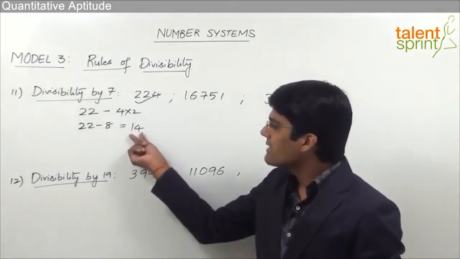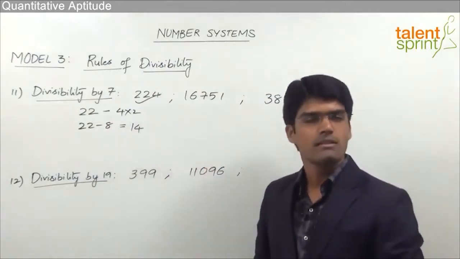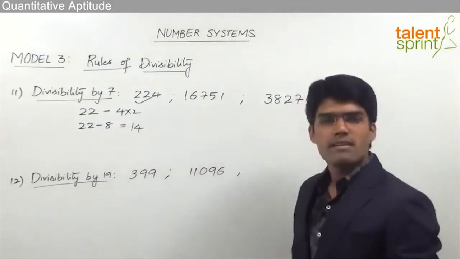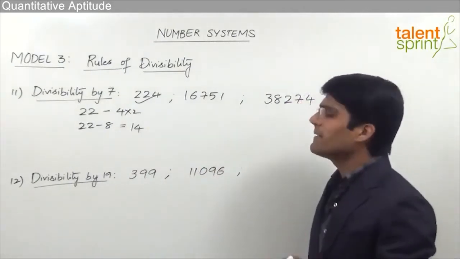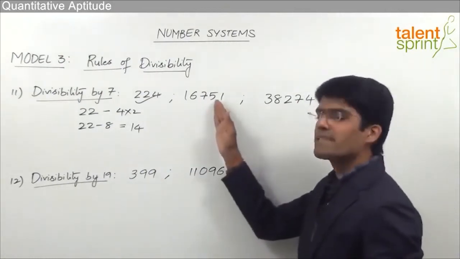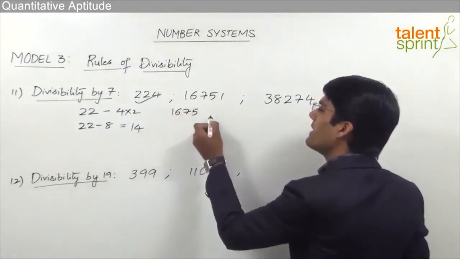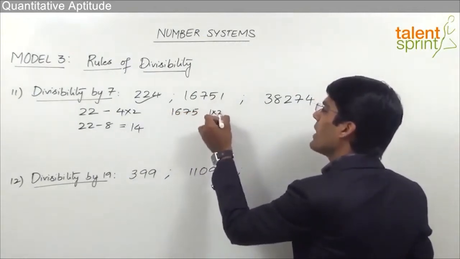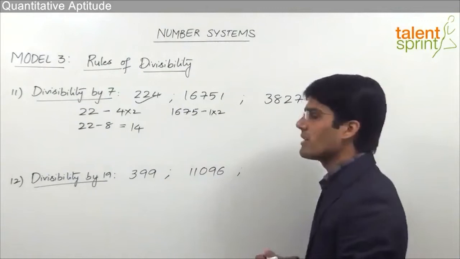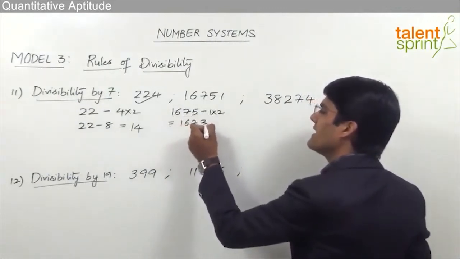So if the answer obtained is divisible by 7, then the whole number is divisible by 7. Otherwise it is not. Let us now take another example, that is 16751. So as discussed, units place has to be separated from the remaining part. So 1675, units place should be multiplied with 2, 1 into 2, and subtracted from the remaining part. So what do we get? 1675 minus 2 is 1673.